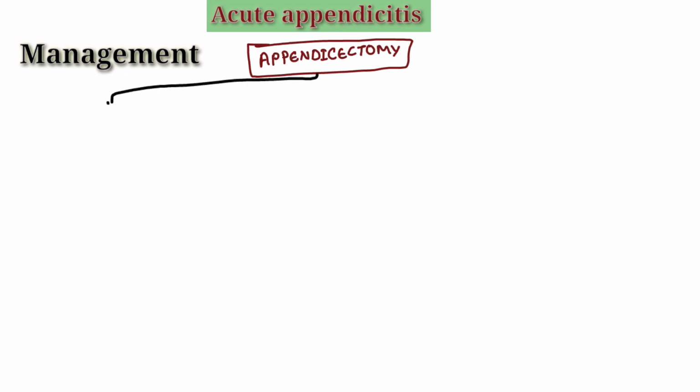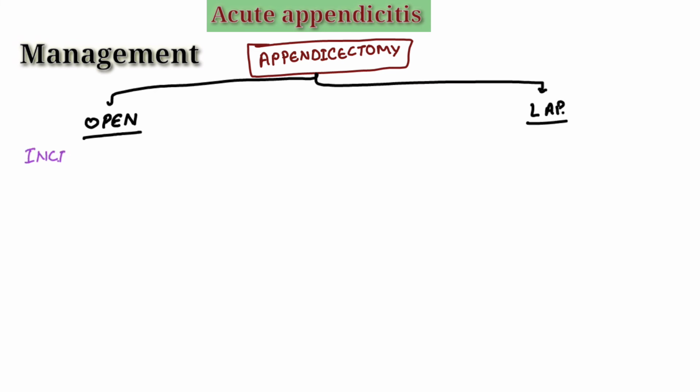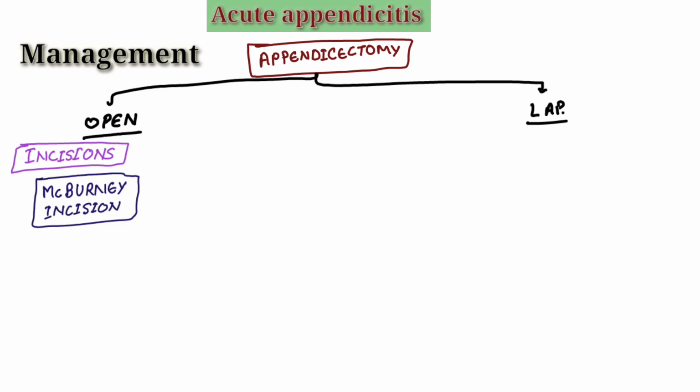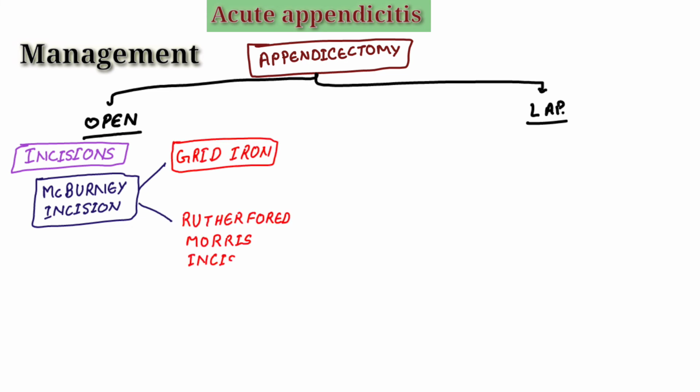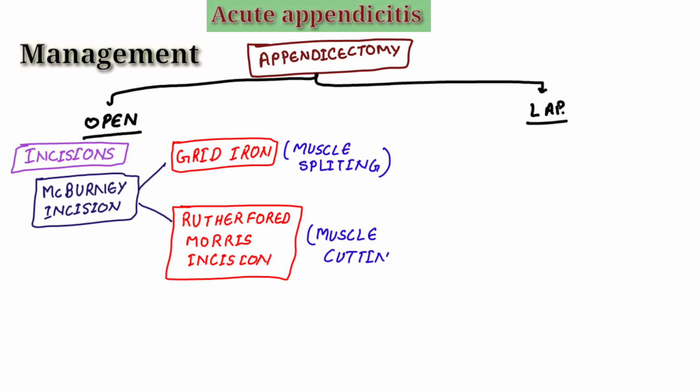If the patient is coming with acute appendicitis, then the best option is to carry out appendicectomy. This appendicectomy can either be open appendicectomy or laparoscopic appendicectomy. The incision for open appendicectomy is McBurney incision. And the McBurney incision is divided into 2 types. You have the gridiron incision and Rutherford-Morison incision. Gridiron is the muscle-splitting incision and Morison is the muscle-cutting incision.